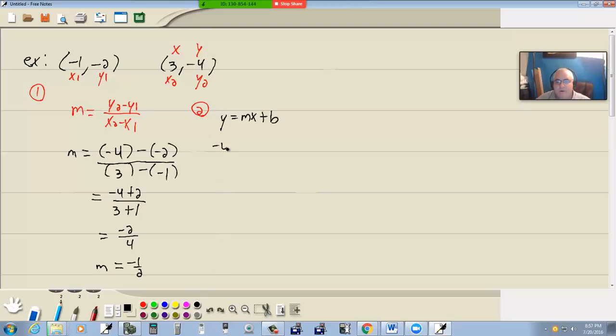So we'll put negative 4 in for the y. M we just found was negative 1/2. And x is 3. And then plus b. Now we want to solve for b. Negative 1/2 times 3 is negative 3/2 plus b. Take the negative 3/2 across the equals, becomes a positive 3/2. Negative 4 times 2 is negative 8 plus 3 is negative 5. So we got negative 5/2 equals b.